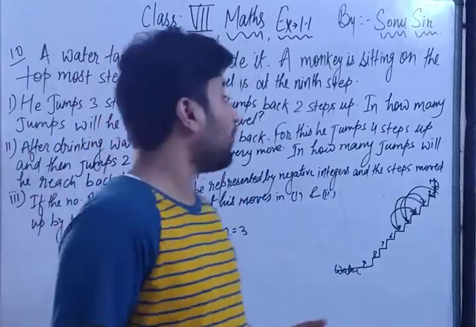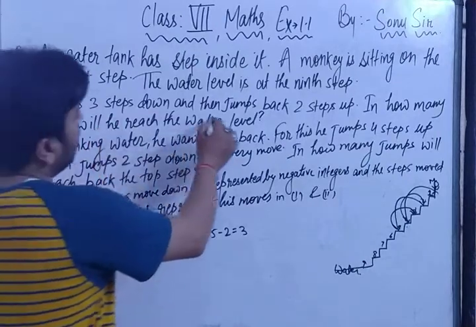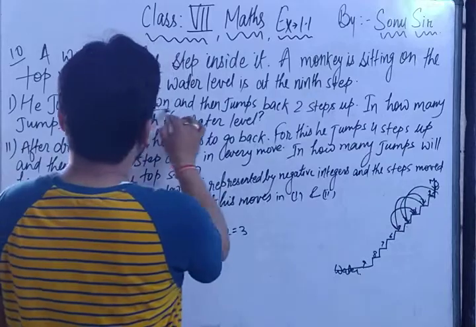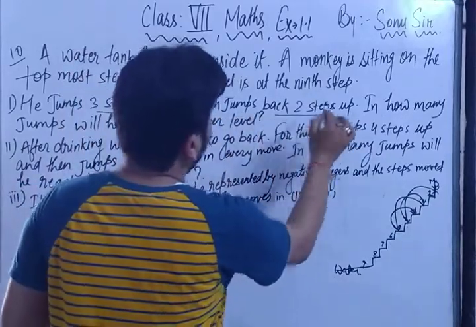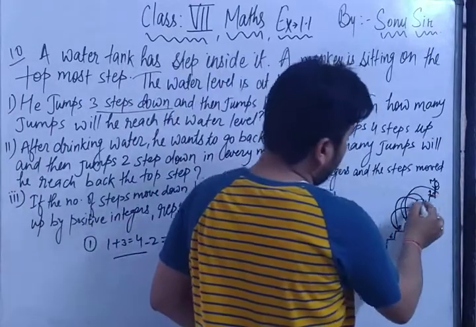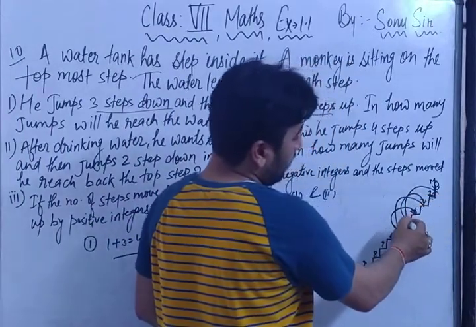Means how many jumps he will do? The first jump is this. So remember, the first jump is 3 steps down, and then the second jump is 2 steps back. So how many steps will he take? He was sitting here. First step, and 3, 1, 2, 3, he came in.